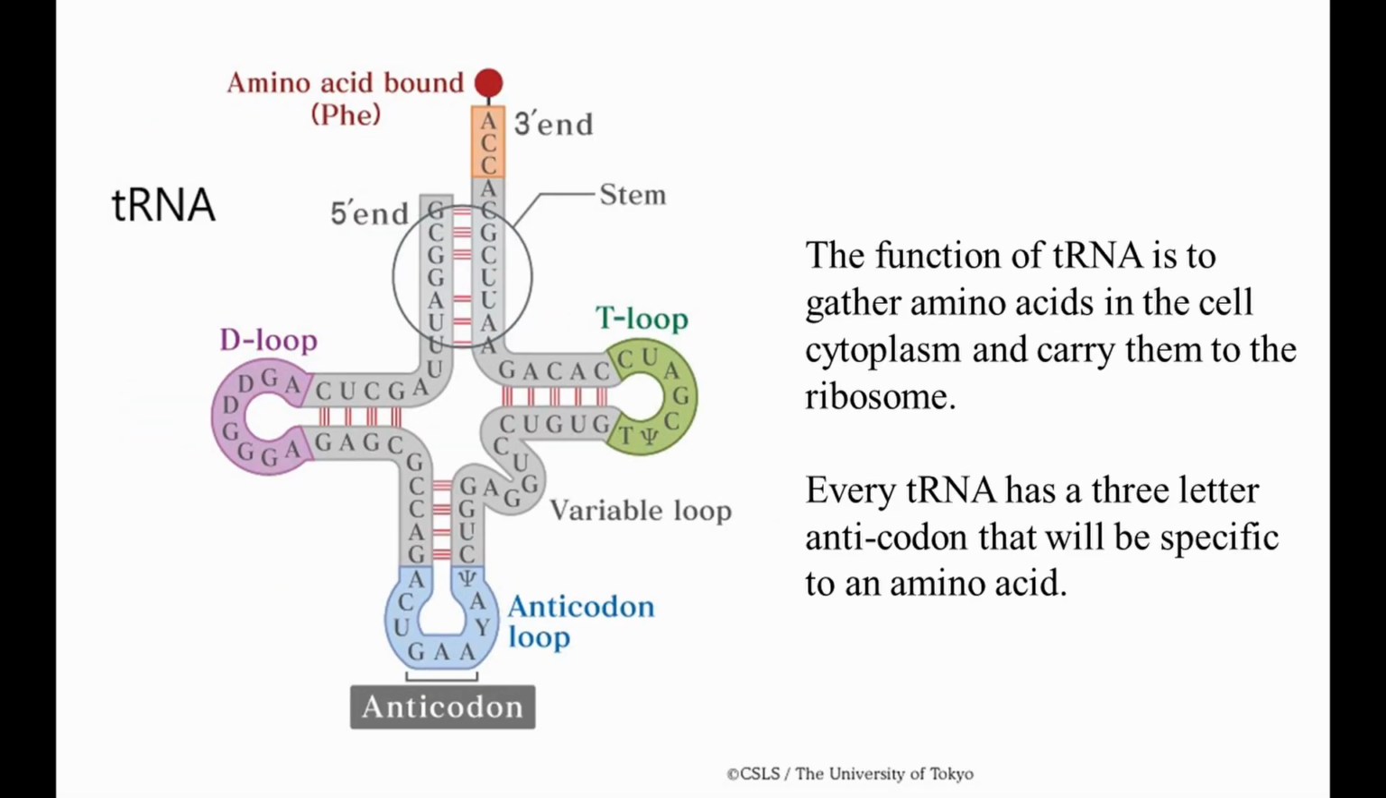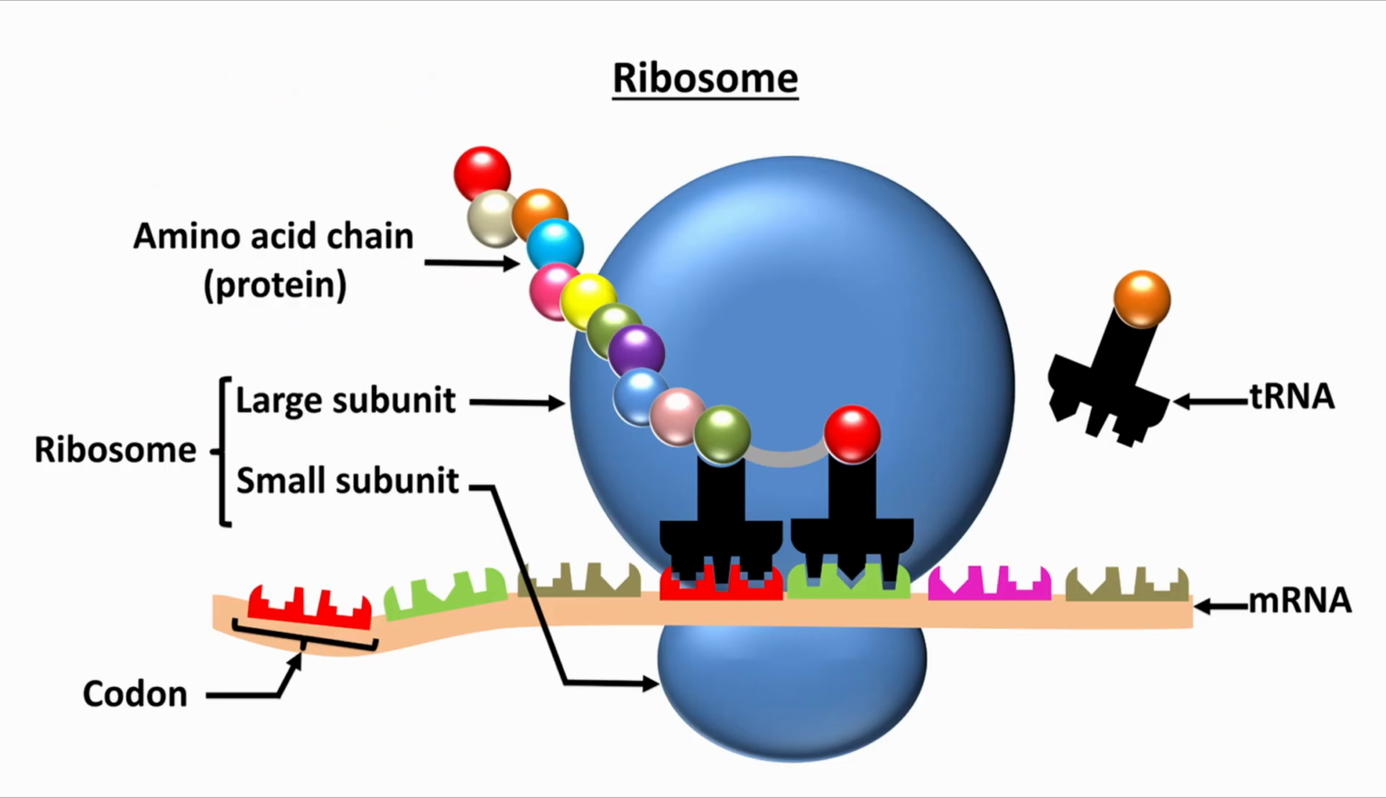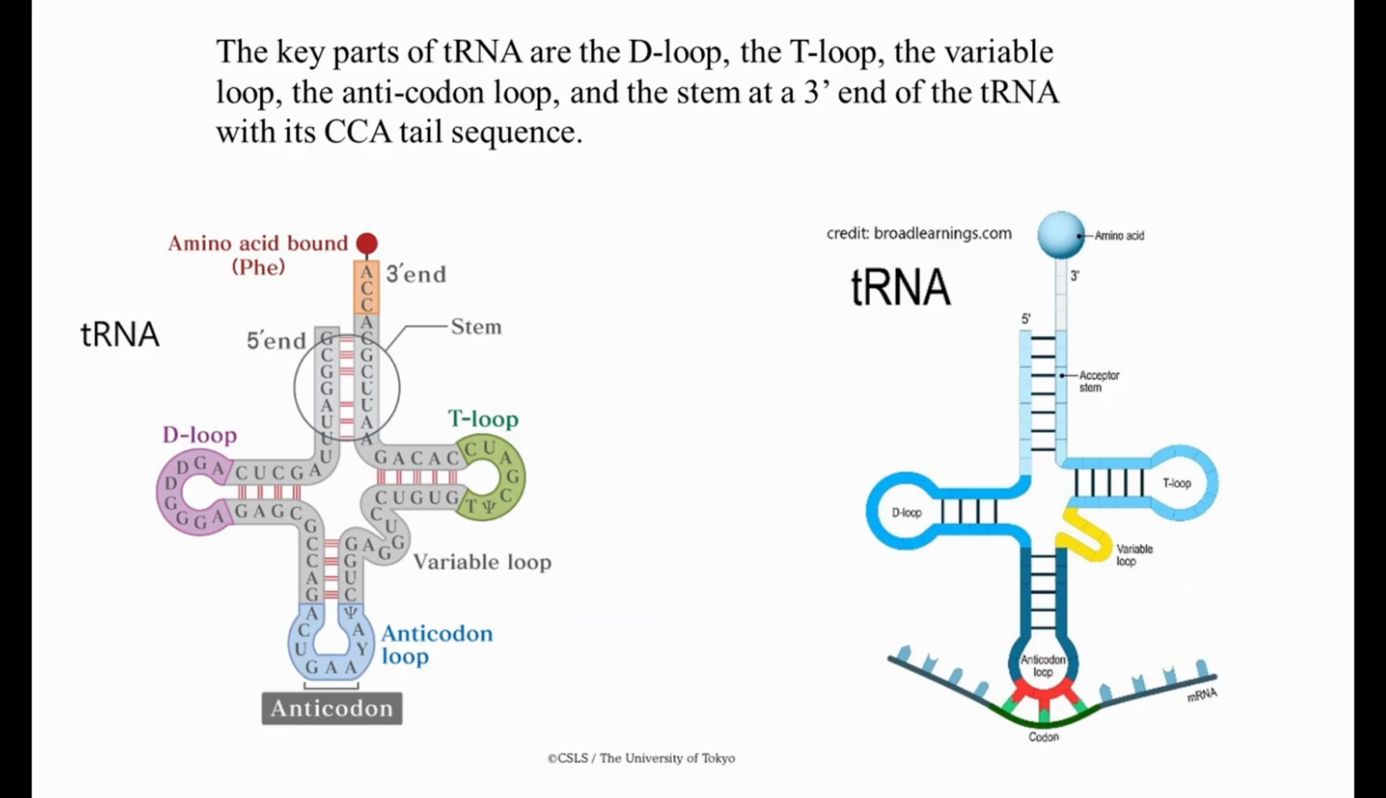The function of tRNA is to gather amino acids in the cell's cytoplasm and carry them to the ribosome. Every tRNA has a 3-letter anticodon that will be specific to an amino acid. It is the ribosome that assembles the amino acids into peptide chains that will become proteins. Labeled representations of a tRNA molecule are shown in the figure. The key parts of tRNA are the D loop, the T loop, the variable loop, the anticodon loop, and the stem at the 3' end of the tRNA with its CCA tail sequence.